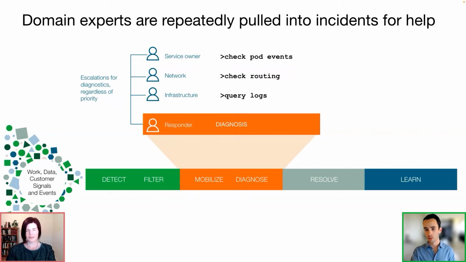And so that's what we were showing here, right? Which is that in that diagnose phase, the responder is pulling in a service owner, a network domain expert, and an infrastructure expert. And what each of those people tend to do are these technical tasks associated with their particular domain expertise. So a service owner, maybe very well-versed in Kubernetes, will check pod events. A network engineer is going to check routing, and an infrastructure engineer is going to check logs and the platform layer, and so on and so forth. And so this is all alluding to what is automated diagnostics.